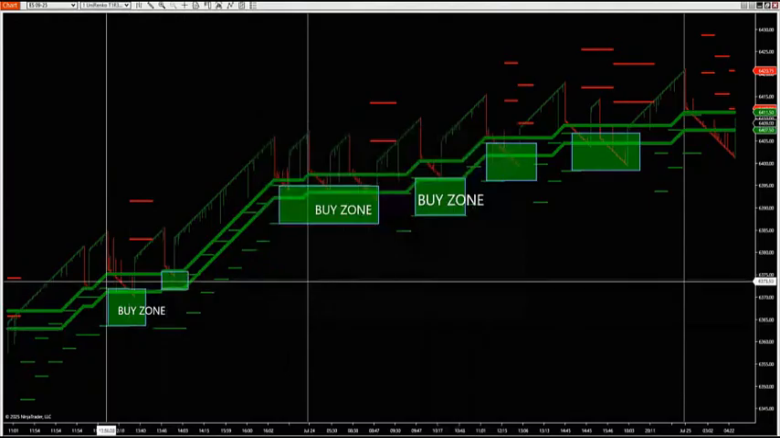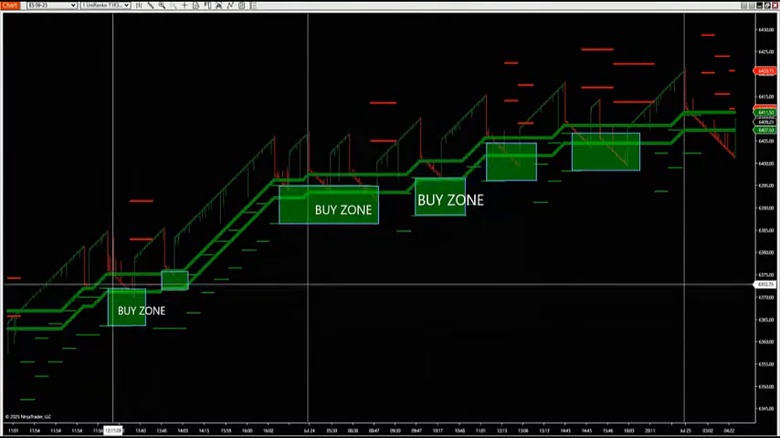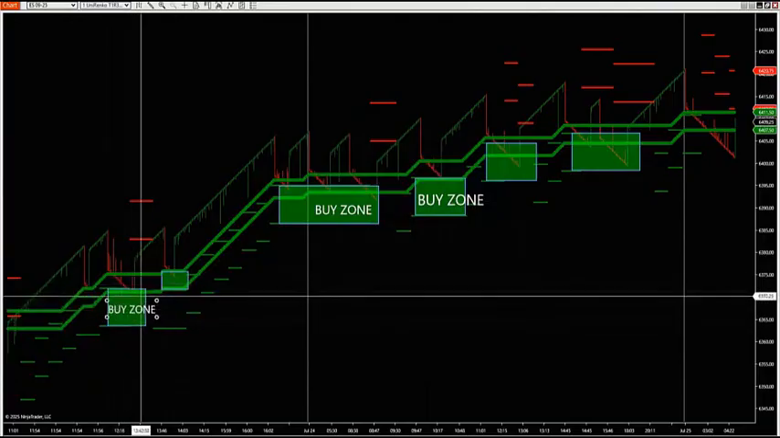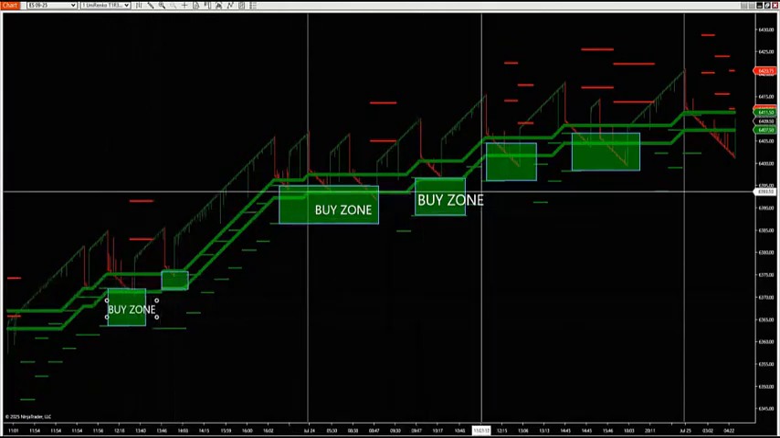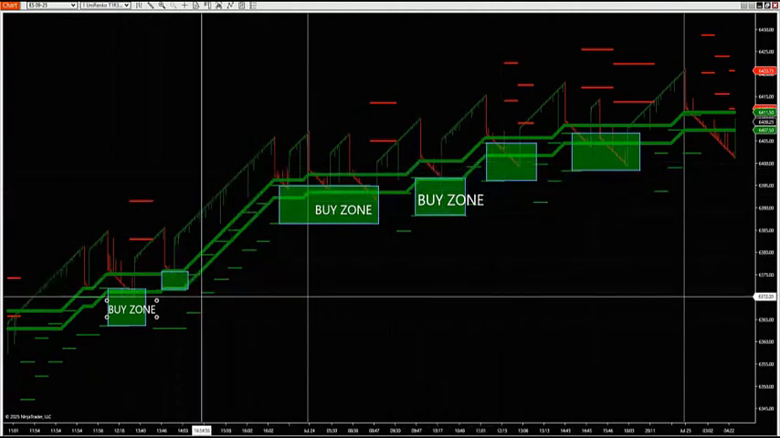We're trying to wait for the counter trend traders to come in, looking for that liquidity grab pullback where the smart money's buying liquidity. And these are liquidity zones. So we're buying liquidity zones when the counters are getting pushed in the opposite direction. All right, so several buy zones.